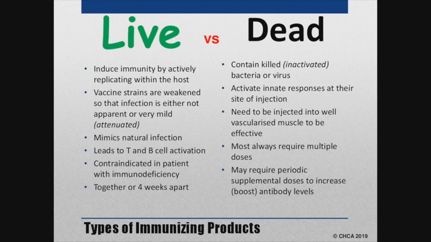Now, as far as dead or inactivated vaccines, they activate an innate response at their site of injection. They need to be injected well into a vascularized muscle, so they are an IM injection, whereas live vaccines are typically subcutaneous. Of course, there are a few variations where they are provided orally. Dead vaccines almost always require multiple doses, what we call booster doses, and this helps to initiate a full, robust antibody response.